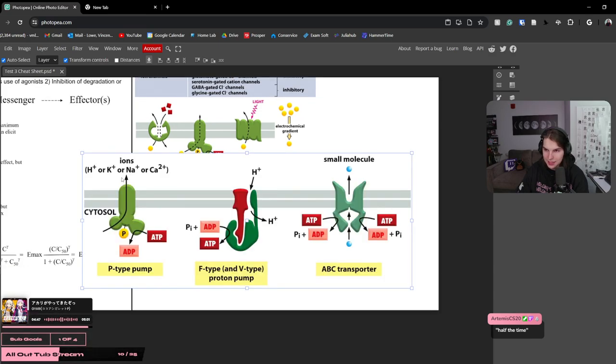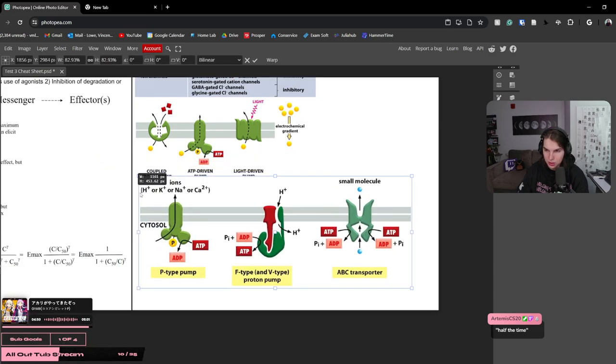Right, then we have three classes of the ATP transporters, which is important.